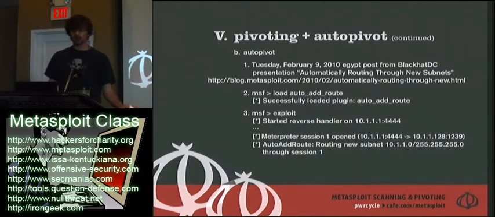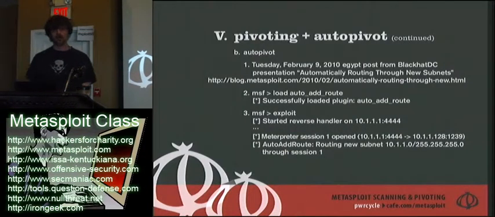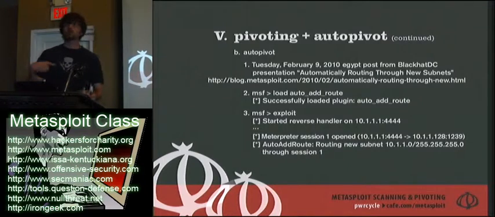So he created a script called auto add route, which you can just add with load auto add route, so that when you pop a box, it will automatically add that route to Metasploit. So if you have 25 machines on 25 different IP addresses, then you could cycle through all of them.